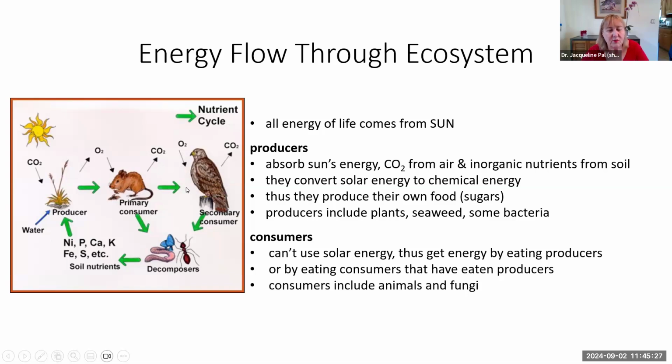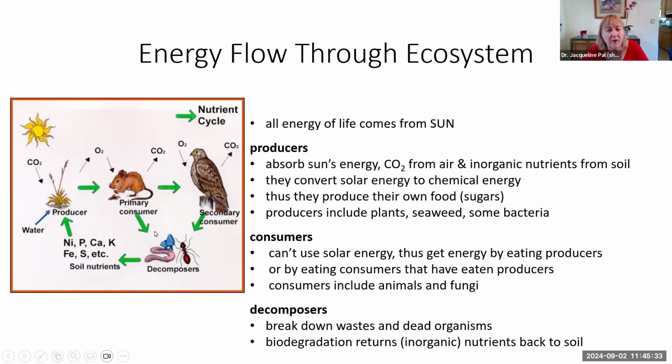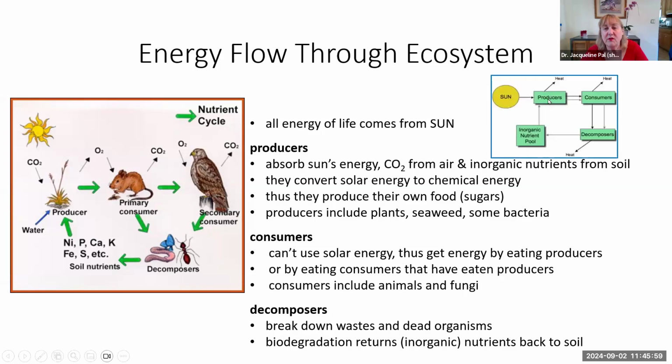And so all of these consumers are going to have waste products, and they're also going to die off. And then the decomposers can break down all the waste products as well as these dead organisms. And when they biodegrade them, they can return all the inorganic nutrients back to the soil. What happened to the organic nutrients? What happened to the carbon? Well, the consumers release that as waste products back into the air. And the other thing that happened was the producers, the consumers, and the decomposers all released heat.